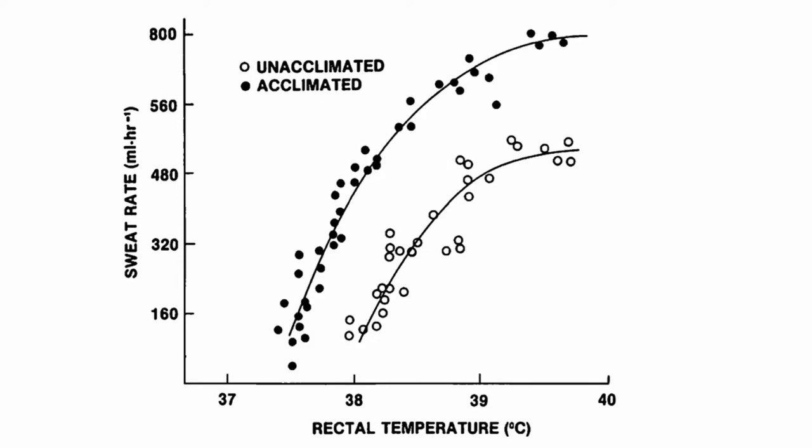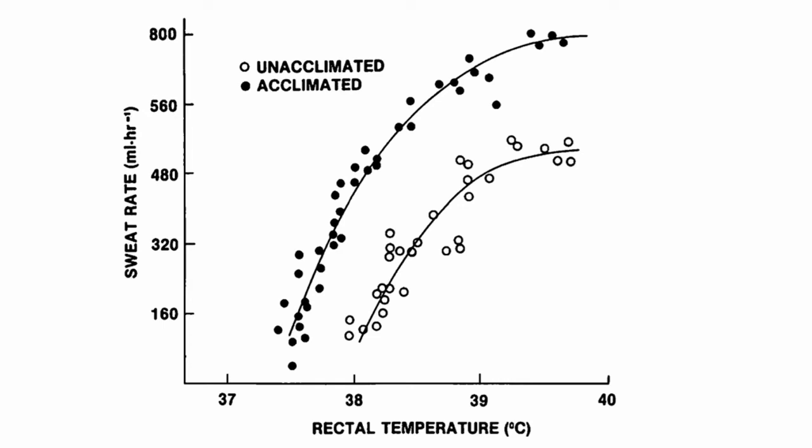So the interesting finding is that after acclimation, we see two major adaptations. One of them is a decrease in the threshold for the onset of sweating. So sweating takes place at a lower internal temperature. Your body doesn't have to wait until it reaches a higher temperature to start sweating.